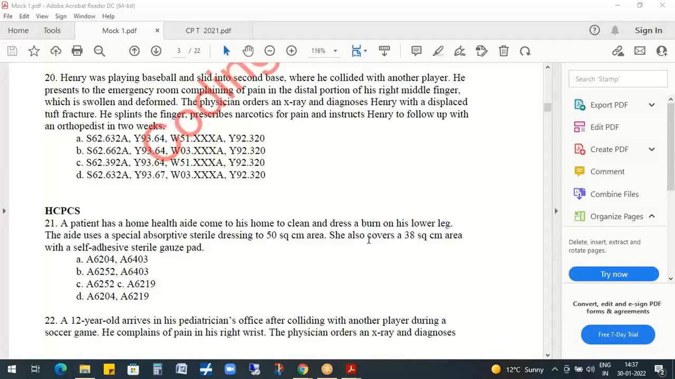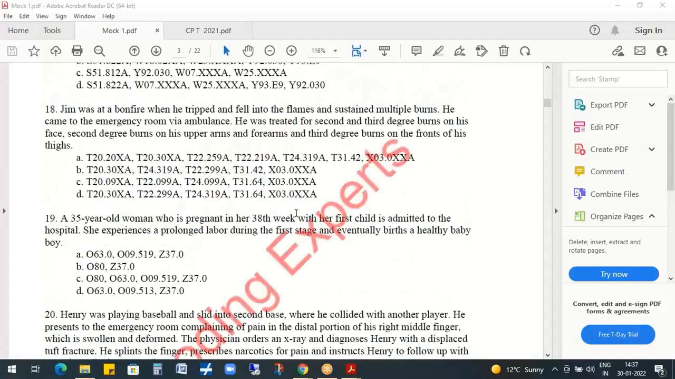Lavanya, what is your doubt? You need to read the code descriptions, that's it. Does anyone have a doubt in question number 21? Sir, 13, sir. Again you are going back, Kalpana. 13.